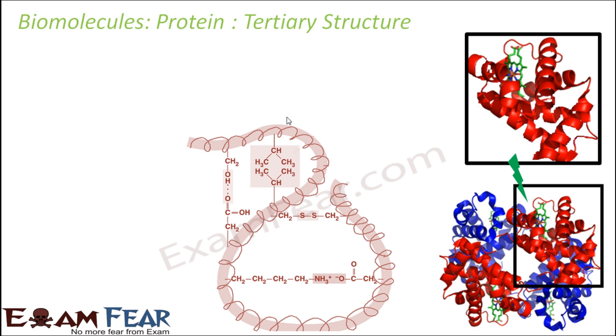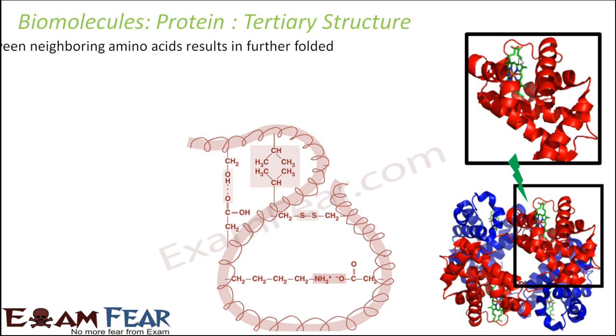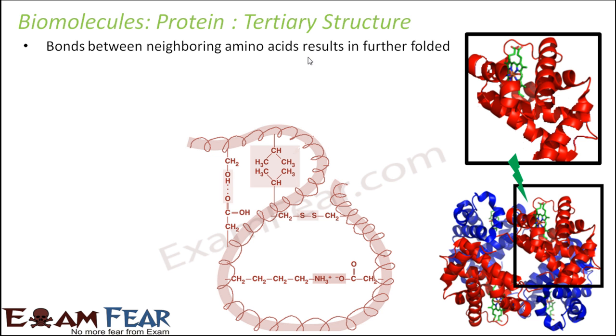Let us look at the tertiary structure. In tertiary structure, it gets even more coiled and even more folded. Here you can see this has been magnified to show how it happens. Bonds between neighboring amino acids result in a further folded structure. Earlier, the first one was only a sequence of amino acids, so no interaction with any neighbor. The secondary structure came due to interaction between neighboring polypeptides. Now the tertiary structure is coming due to interaction between neighboring amino acids. So it is not only the polypeptides which are interacting, it is also the amino acid as a whole.